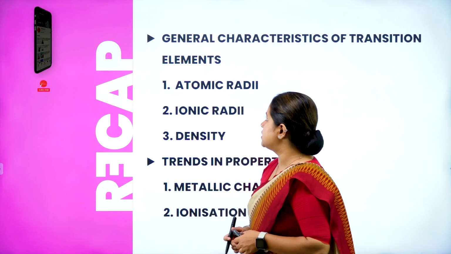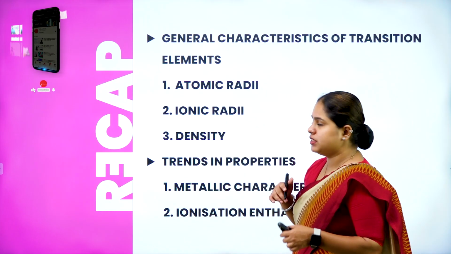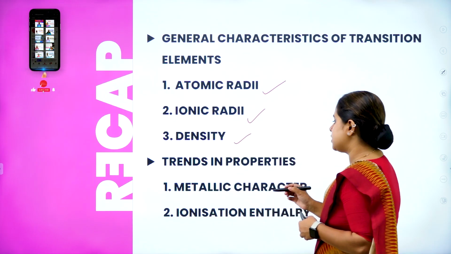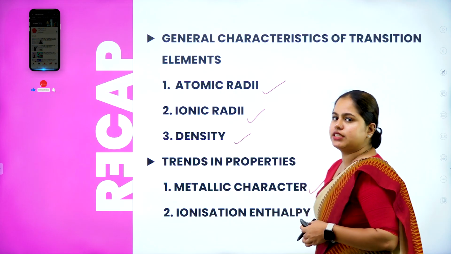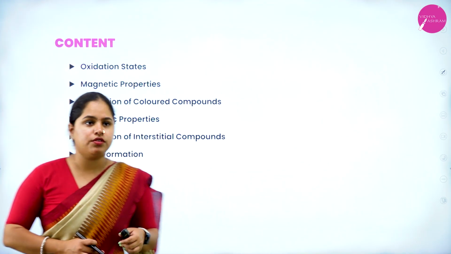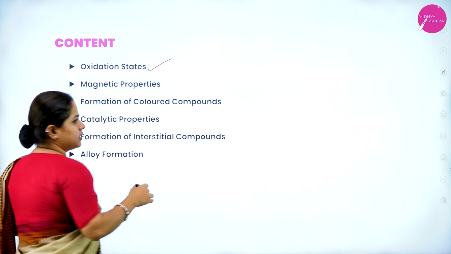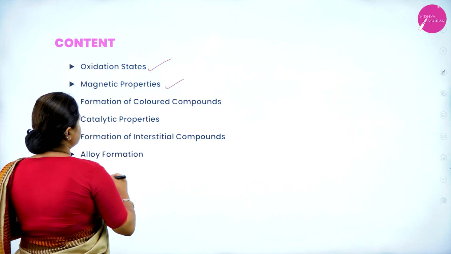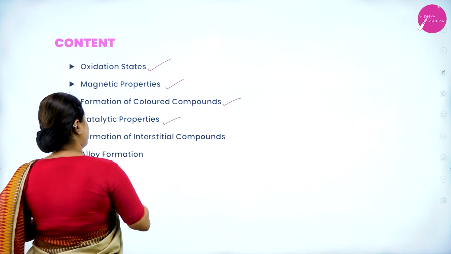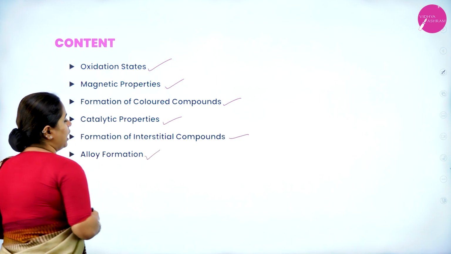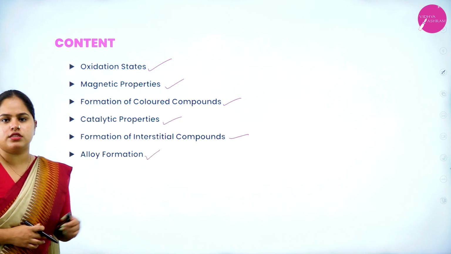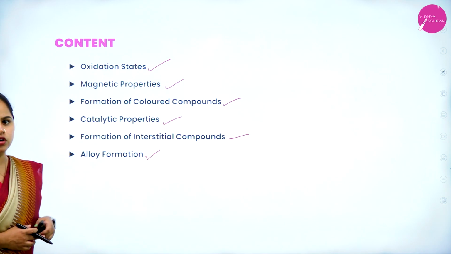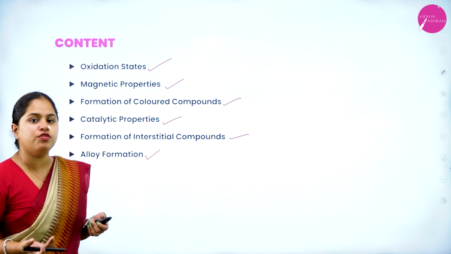In the last session we discussed the general characteristics of transition elements, wherein we discussed atomic radii, ionic radii and density, as well as strengths and physical properties, that is metallic character and ionization enthalpy. In today's session we are going to discuss oxidation state, that is the trends in oxidation state and what is oxidation state. Then we'll discuss magnetic properties, formation of colored compounds, catalytic properties, formation of interstitial compounds and alloy formation, by which we'll come to an end to the discussion of the various properties of the d block elements. All of these are important, which can come in your question paper in the form of MCQ as well.